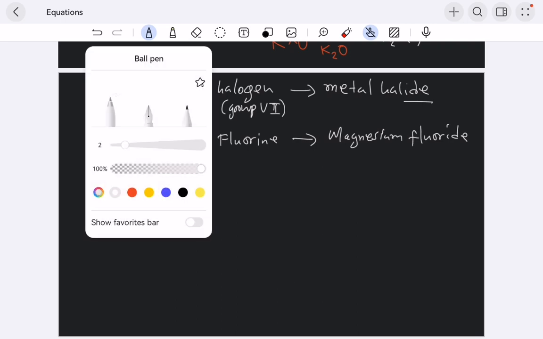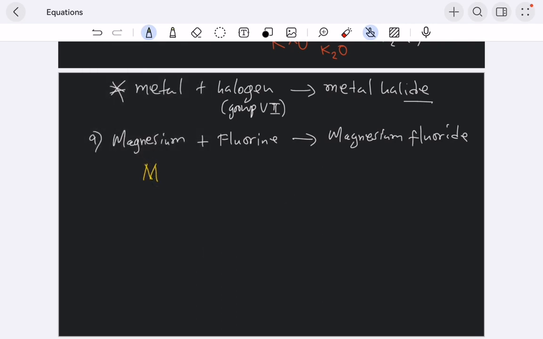If we're going to write the chemical equation here, we know that magnesium is capital M, small g, plus fluorine. Remember, these are written as diatomics, so it's going to be F2. What will be the product? To get the product, you combine magnesium and fluorine. The valence number of magnesium is 2 and the valence number of fluorine is 1. When we interchange, it becomes MgF2.